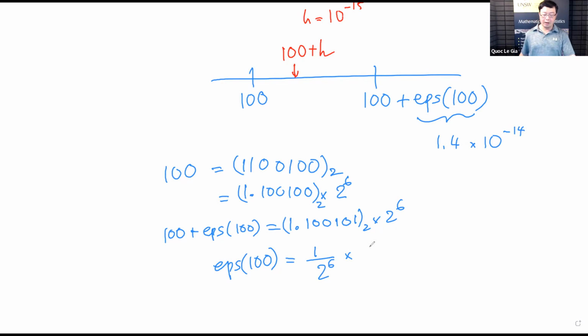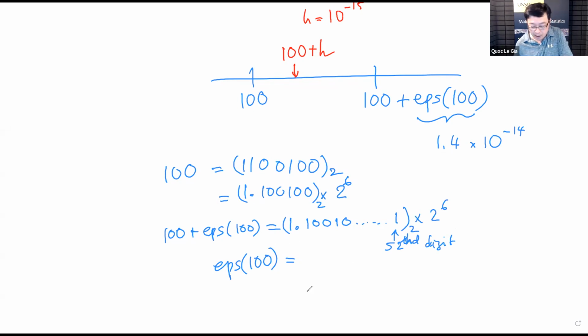No, I'm sorry, we forgot that we have 52 digits, so that is not correct. I have to erase this. Actually, we have to put up to 52 digits because we are in a floating point system. So you have to put more dots, and the 1 here should be in the 52nd digit, multiplied by 2 to the 6.